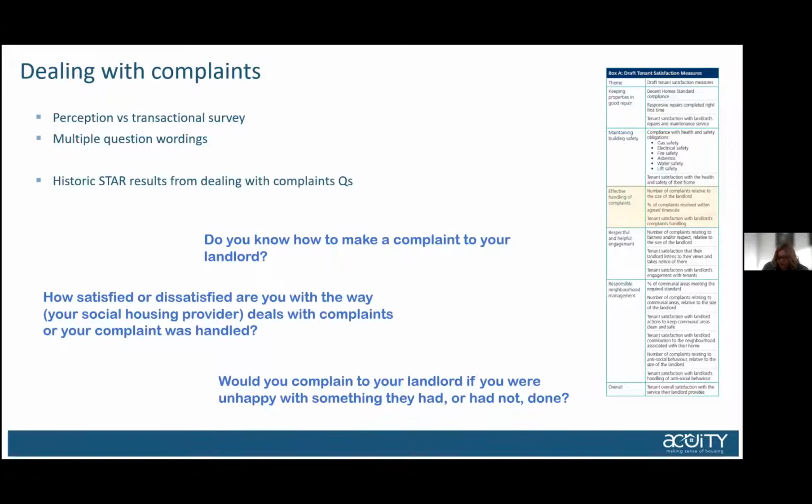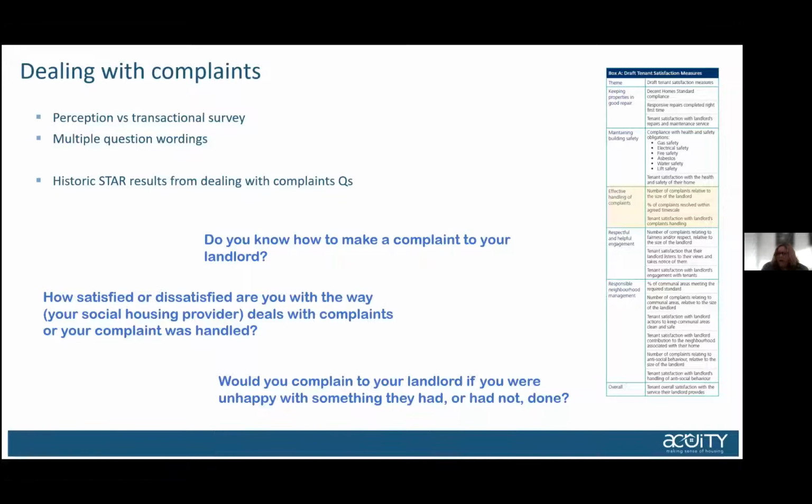And then we know it's polarised in terms of whether they get the outcome they want. So it's a difficult survey, but it is one of the really added value surveys. It gives you insight in terms of if there are any issues with your service delivery. Lots of different wordings around these. Obviously, it's a big part of the white paper. There's going to be one question, maybe two, I don't know, on this. So lots of things to think about.